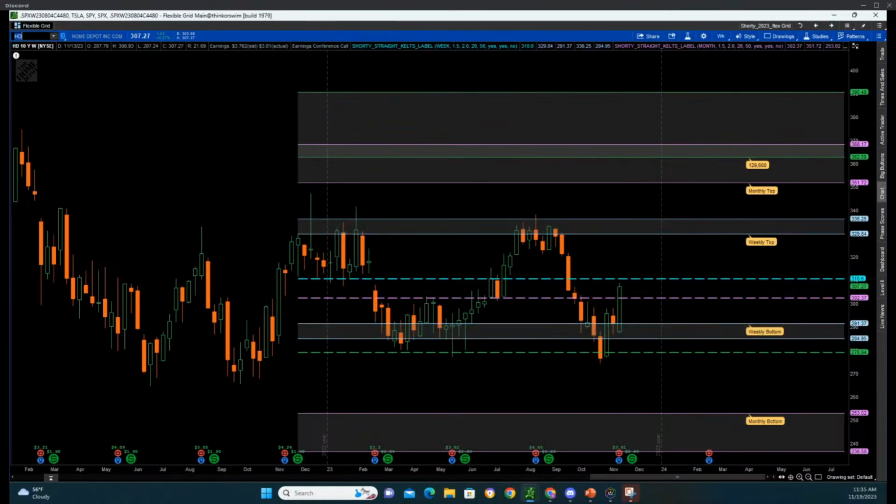Shorty, how much time do you usually buy on these? Just monthly bottoms, depends, 4 to 6 months. Okay. Options, but shares I hold longer. Okay. Thank you.